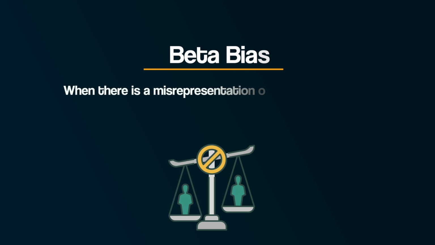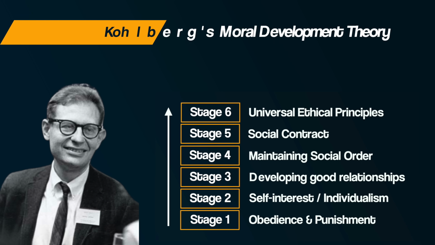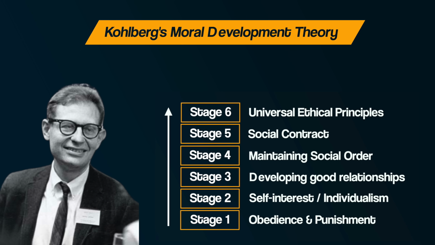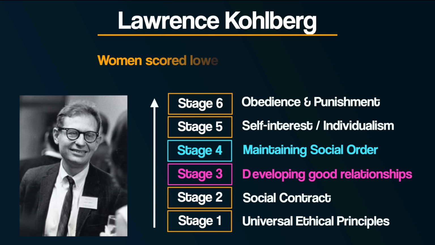Beta bias. This is when there is a misrepresentation of behaviour because researchers underestimate or minimise differences between men and women. Beta bias is evident in Kohlberg's theory of moral development, which was based on a male-only sample but generalised to both genders. When women appeared to score lower, it was assumed they were less morally developed.